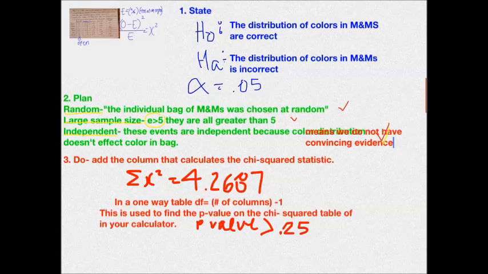So when you do it, you add the column that calculates the chi-squared statistic to find the actual chi-squared statistic. So that's 4.2687. And then in a one-way table, you have to calculate the degree of freedom.